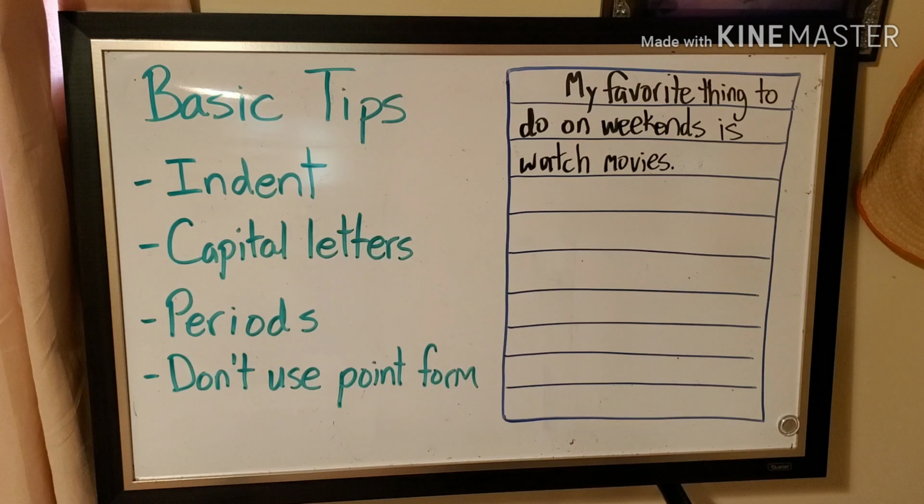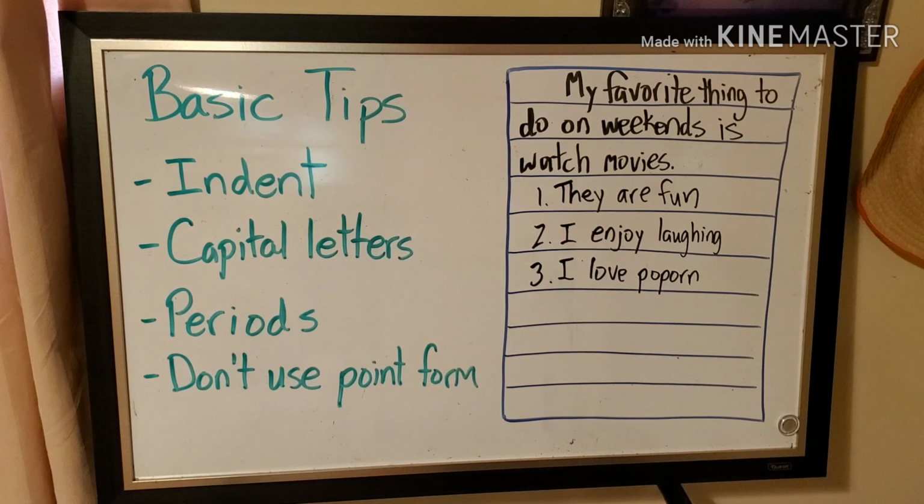Okay? Now, the other thing that I have down here that for a basic tip is don't use point form. Let me show you what that is. Okay, now you can see that I've added some supporting ideas to my first sentence. And I put numbers in front of them, 1, 2, and 3. This is incorrect. We don't do this in paragraphs. This is called point form, and we don't do it. All right? So this is wrong.